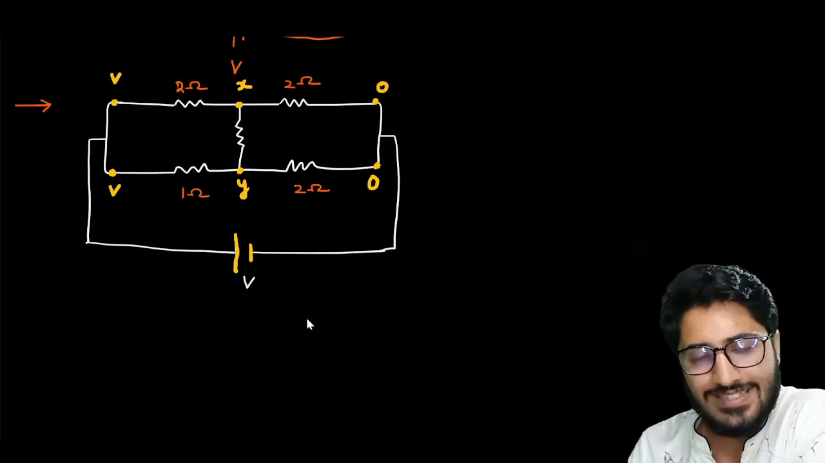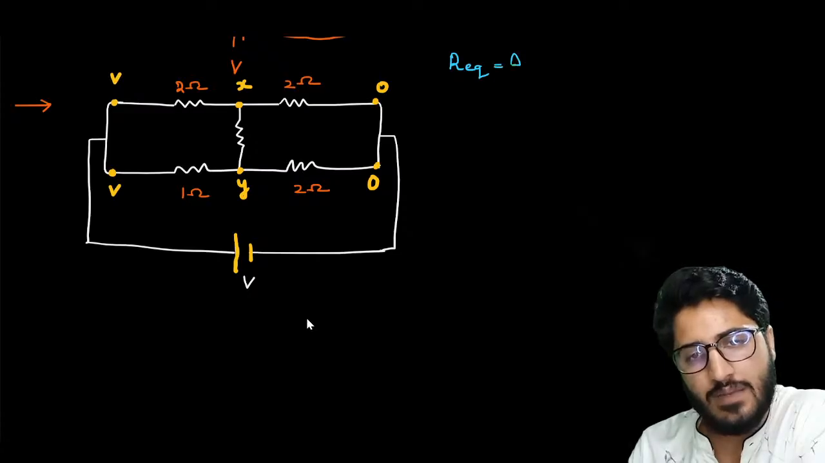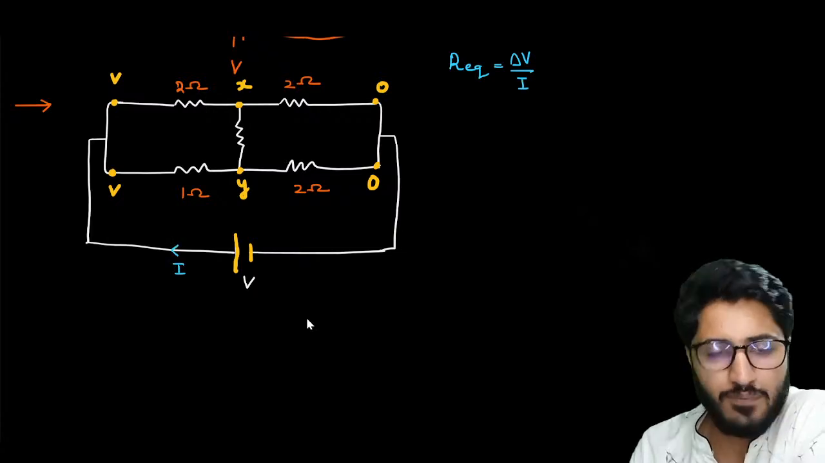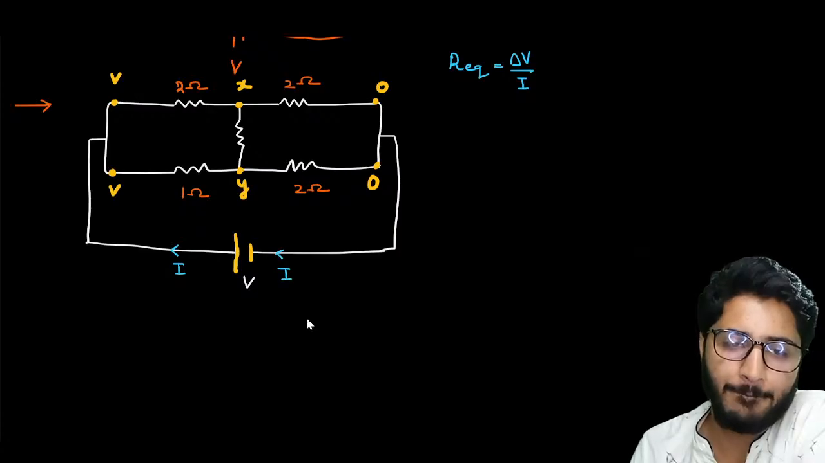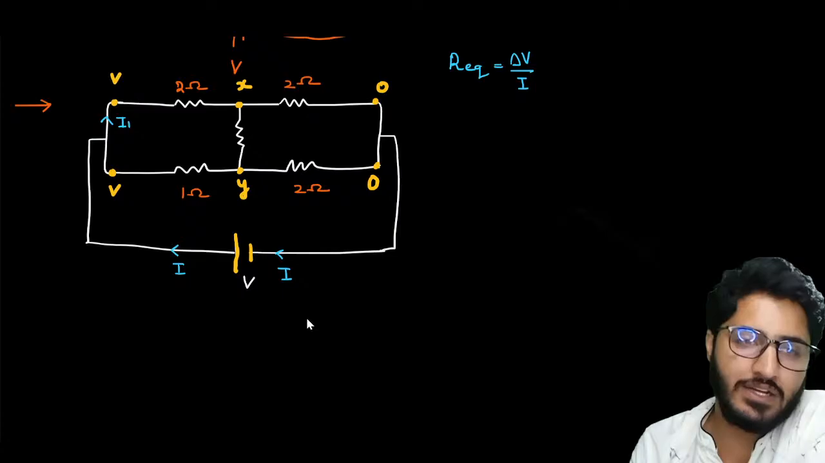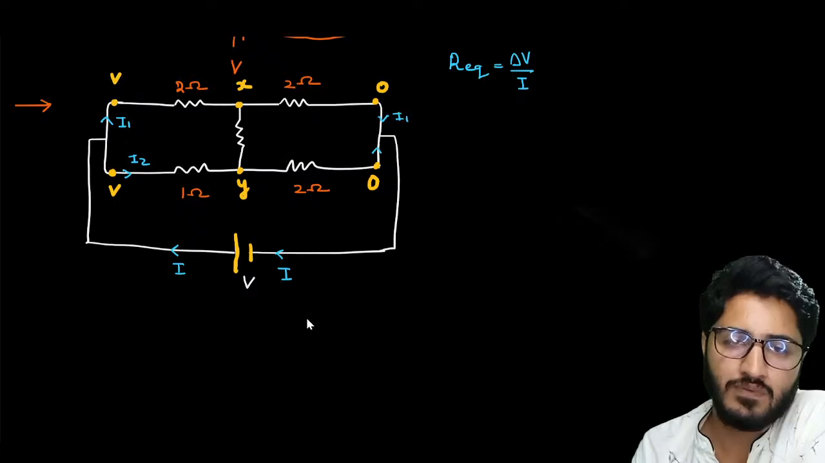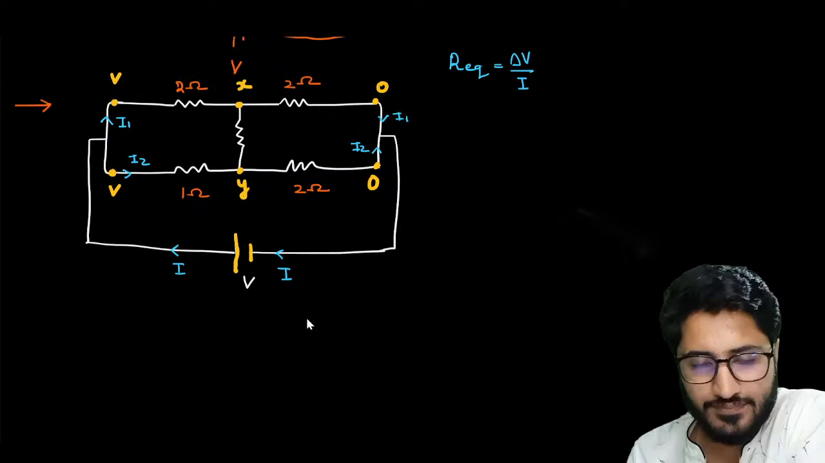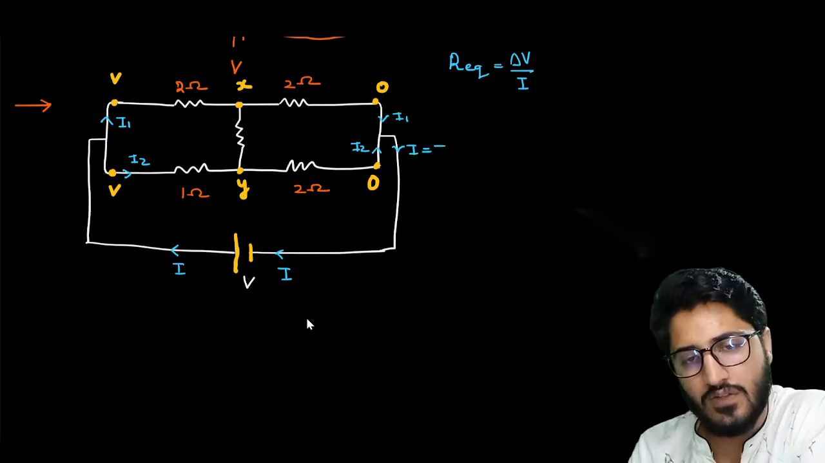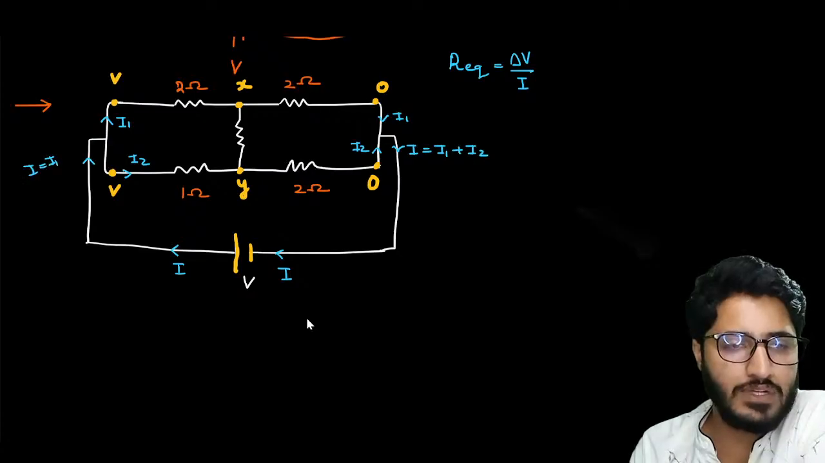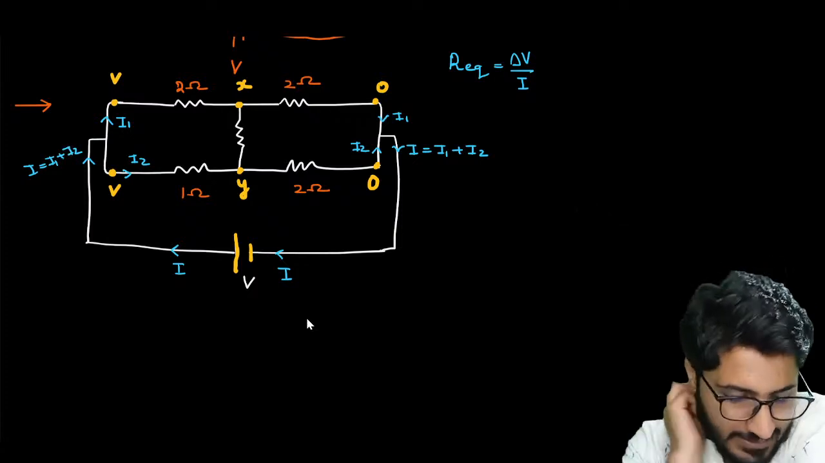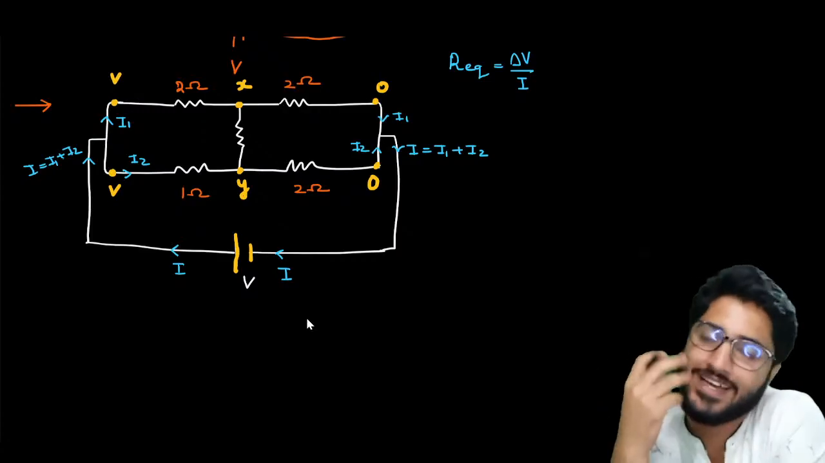Clear now? What is R equivalent? Is it delta V by I? I guess this one is I, simply. If your battery is giving I, it will take I. If it is giving here I1, I2, so there should also be I1, I2. Done? And here I will get I equals I1 plus I2. Yes, current will flow through X to Y, no? Or Y to X. I don't know, but current will flow, definitely.